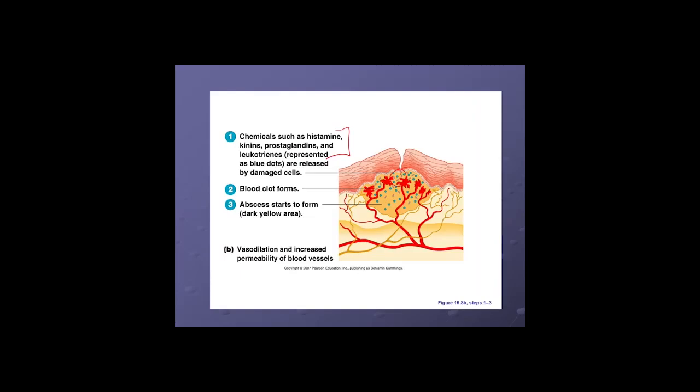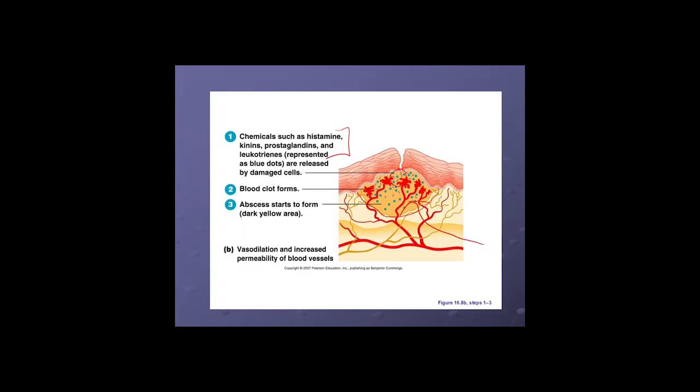Okay? These chemicals are going to bring about the vasodilation and the increased permeability. What that does is bring more blood from the body to this area, and then the blood vessels themselves are going to become more leaky so that the fluid portion of the blood can flow out of them. This is going to start the formation of a little abscess under there.